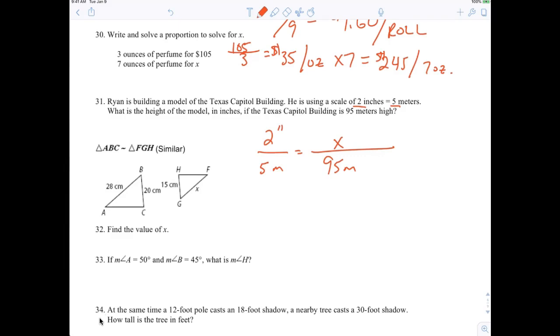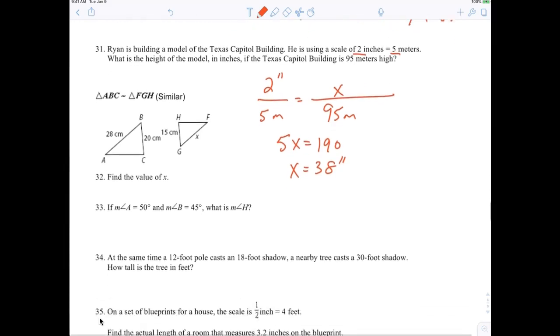So now we can cross multiply, correct? So 5x equals 190. And so if I divide that by 5, somebody tell me what that gets. 38 inches. Did you do 95 divided by 5? Yes. Yep. Because that'll tell you how many meters per inch. All right. Anybody have any issues? Seems like we're doing okay. All right, let's move on.